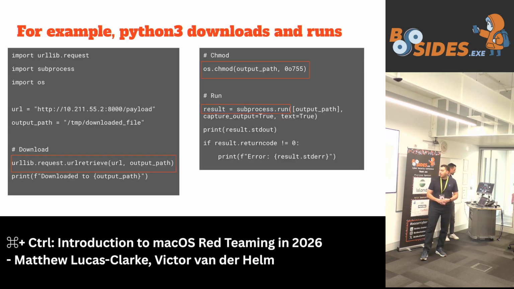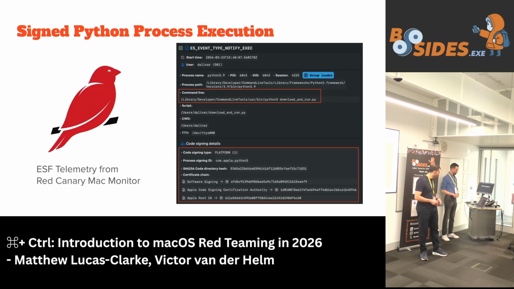So if we take a sample malicious Python script, something that downloads a binary, writes it to disk, makes it executable, and then runs it as a child process, what kind of telemetry would that give us with ESF? In this case, we've opted for Red Canary Mac Monitor, which is one of these open source ESF telemetry ingestors. There's a whole variety of them that you can find on GitHub. And we've traced the activity to show it to you.